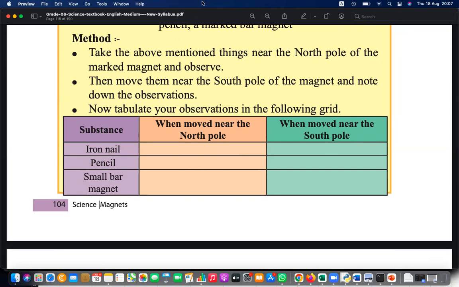Small bar magnet: if you move that near the north pole, and near the south pole, what are the observations? It will attract. So will it attract for sure, or does it depend on the side? You have to write the condition. For a small bar magnet, if the north pole is closer to the north pole, it will not attract, it will pull out. But if the south pole is touched with the north pole, it will attract. So it depends on the side, right?